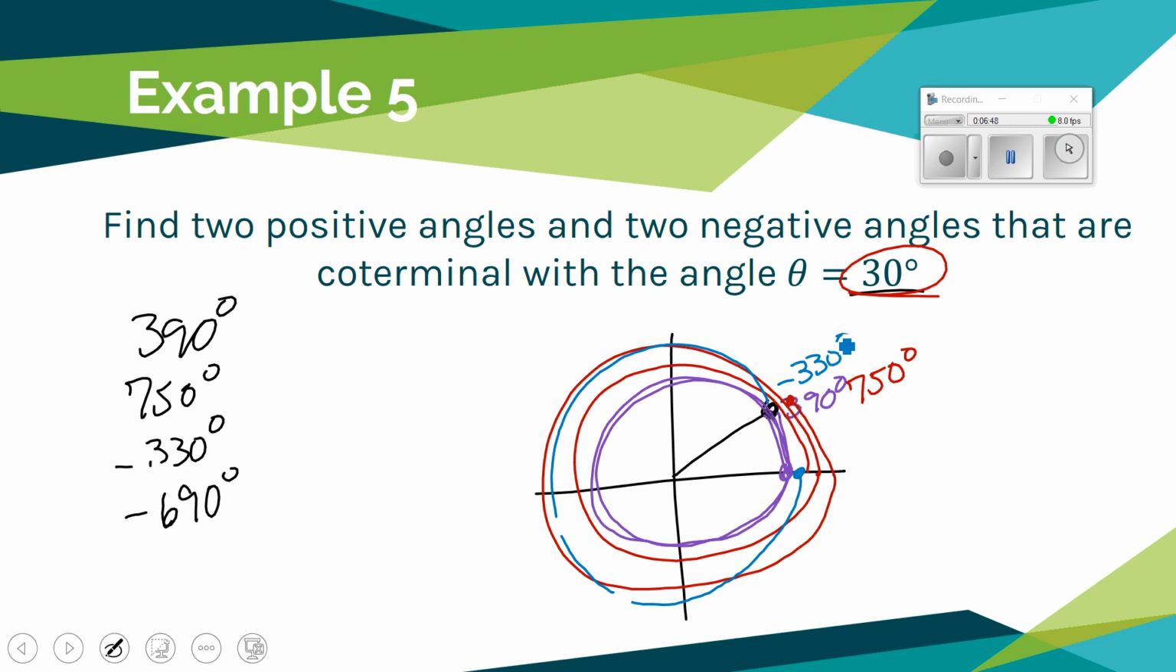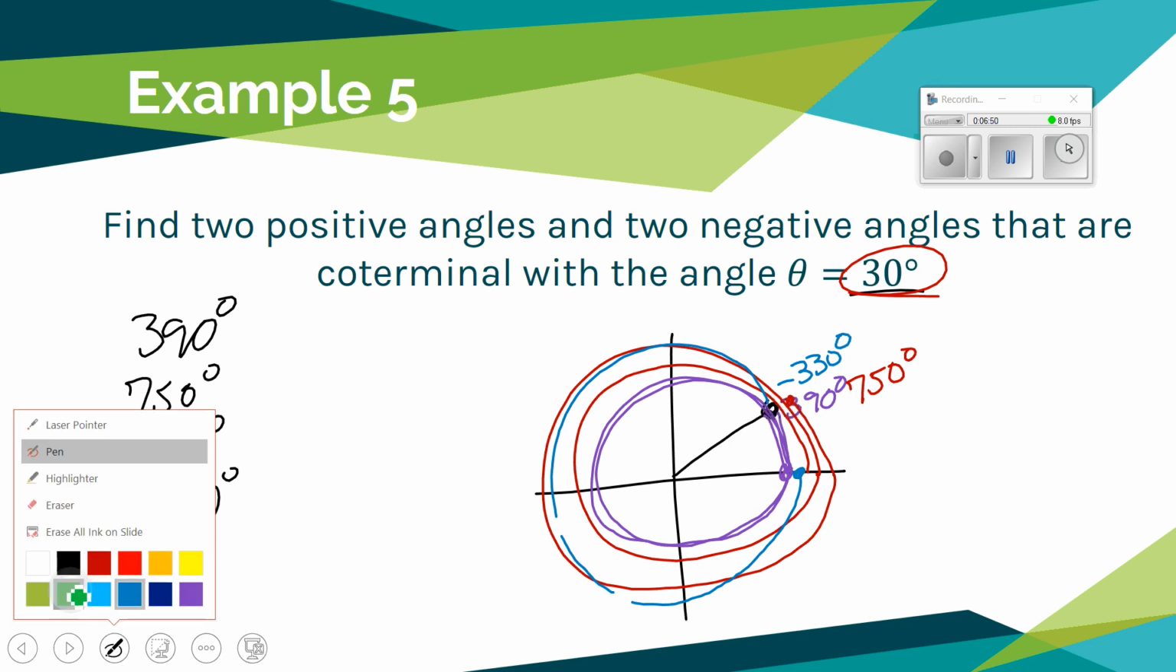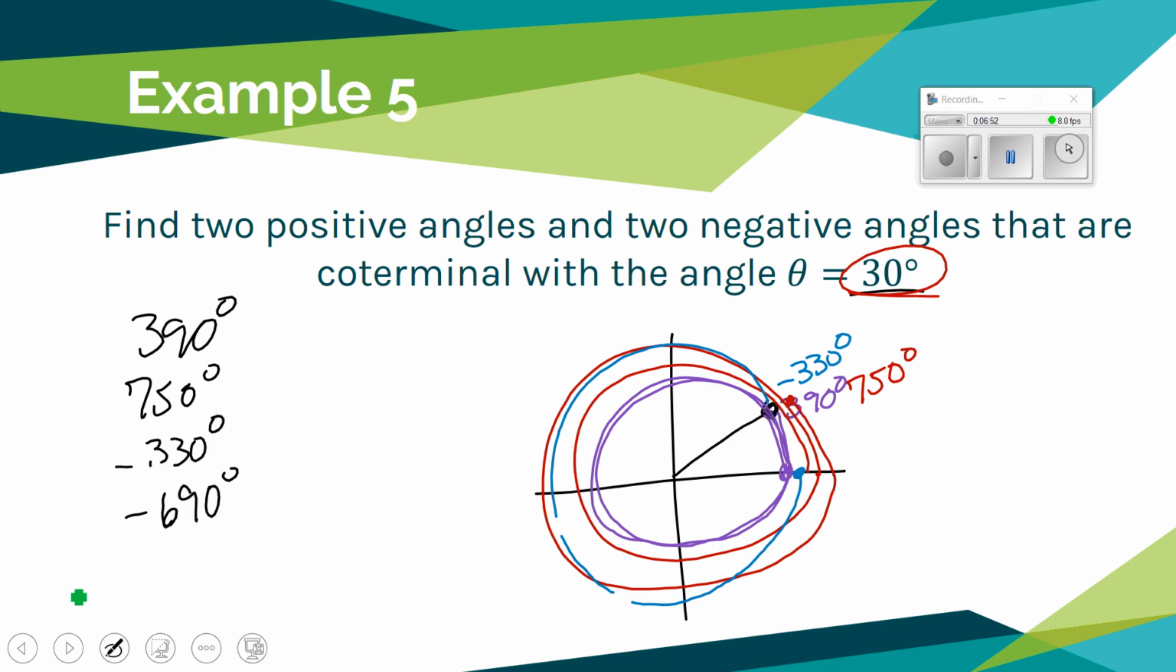And then again, everybody says, how do you get the last one? So we rotated once, maybe we need to go again. If you went around twice, it would be 720, but then minus 30 would be 750. Or again, you could just take 30 and do what? Minus 360, minus 360.